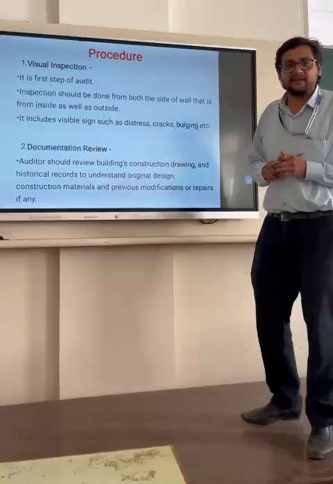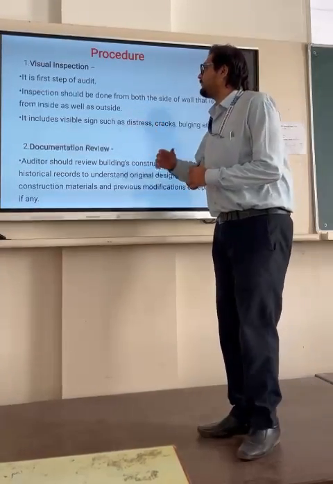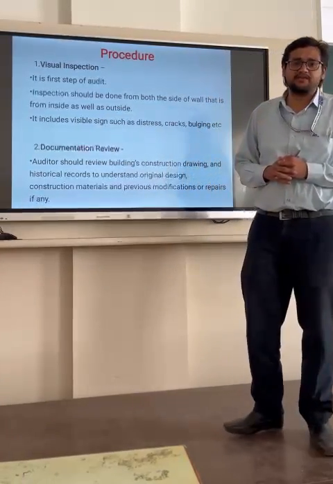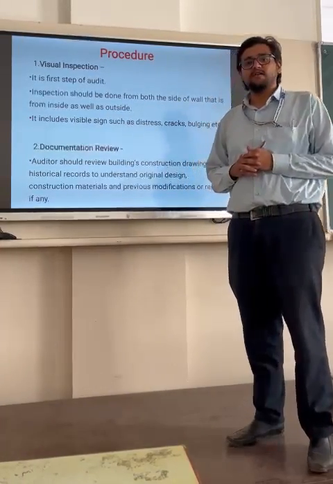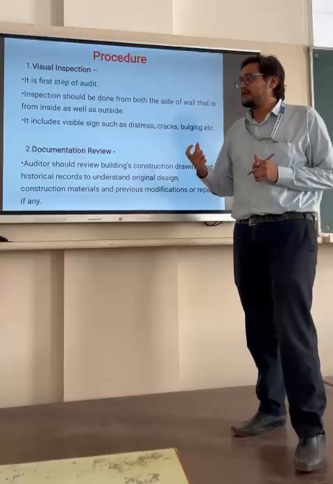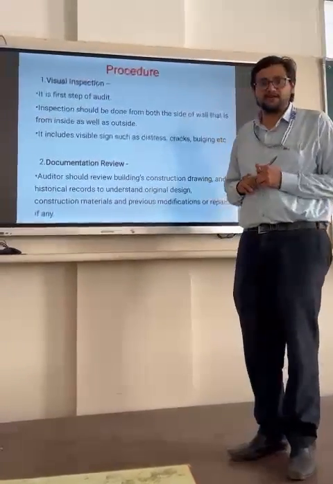So there are 10 steps, which will be studied one by one. The basic first step is visual inspection. What is visual inspection? It is nothing but the eye-to-eye inspection of that structure, that building, that wall structure. These are some key points in visual inspection.